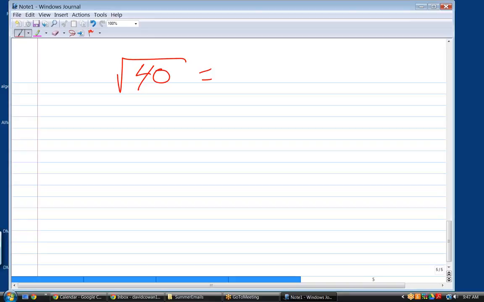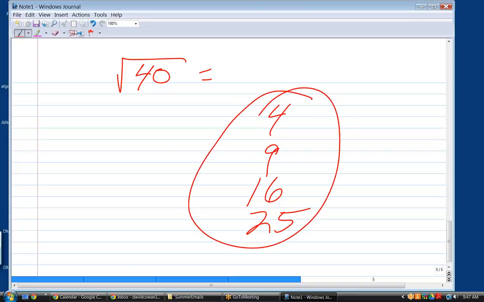Is 10 a perfect square? No. For it to be a perfect square, it has to reduce to a whole integer, a whole number. In other words, we went through the perfect square numbers, remember? 4, 9, 16, 25. Those are your perfect square numbers. So we're looking for a factor of 40 that might be one of those numbers.